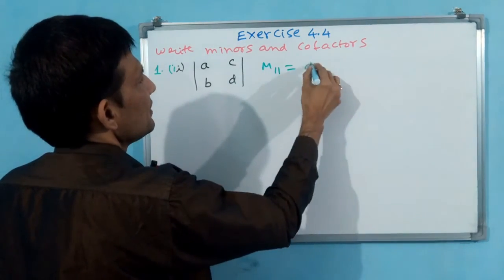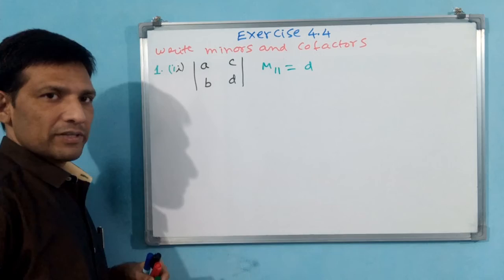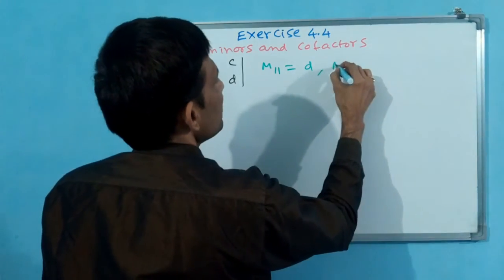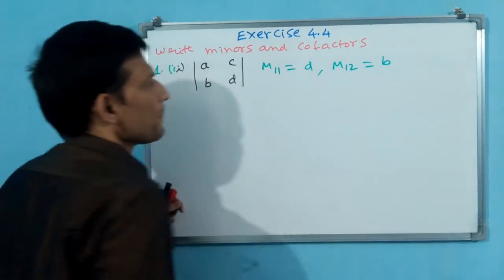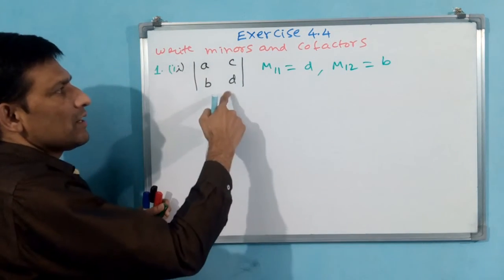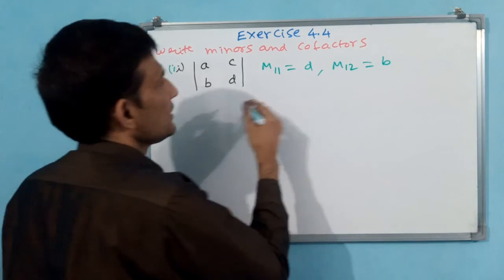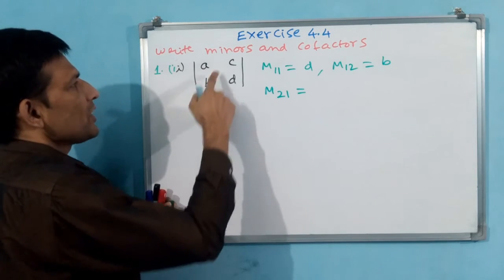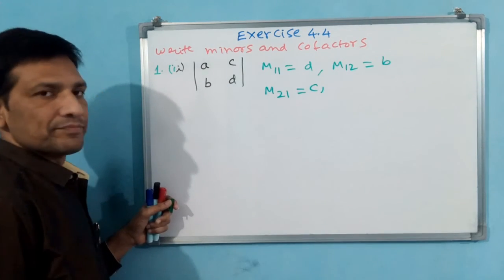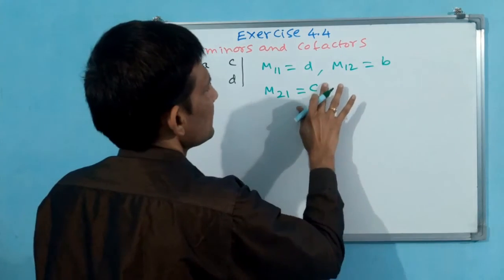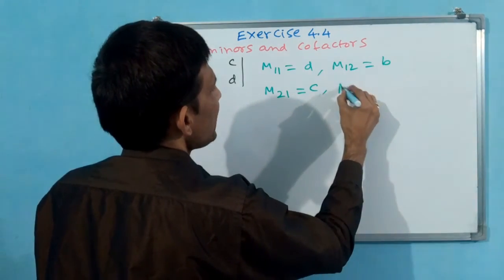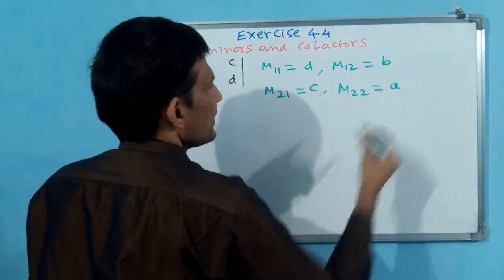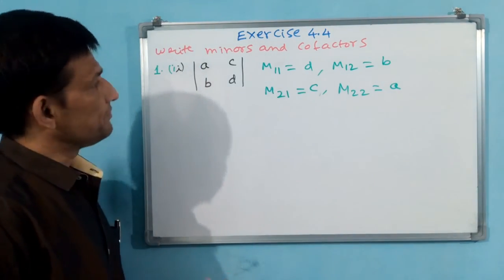M11 is equal to D, because if you close the first row, first column, automatically D will be there. Then M12 will be B. First row, second column, if I close, automatically B will be there. Then I am writing M21. Second row, first column, if I close, C will be there. Then I will write M22. Second row, second column, if I close, A will be there.